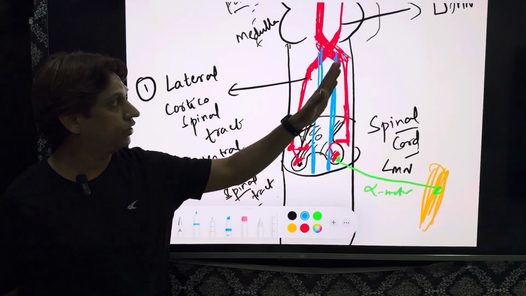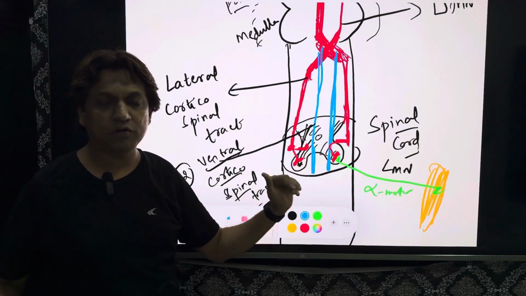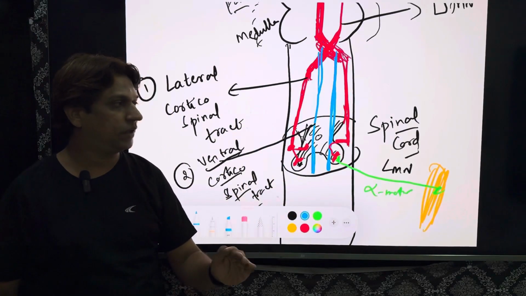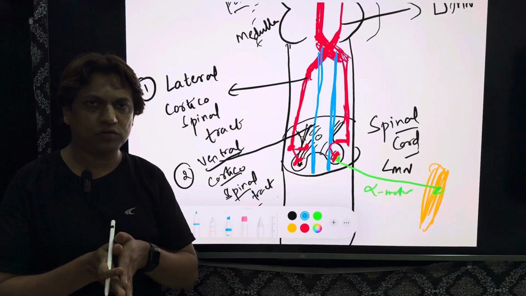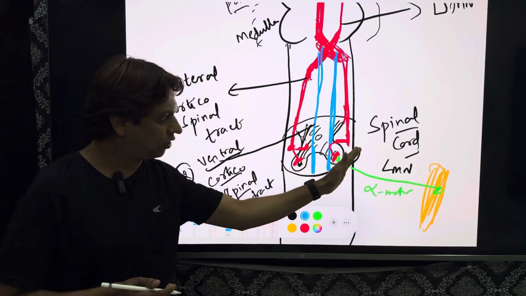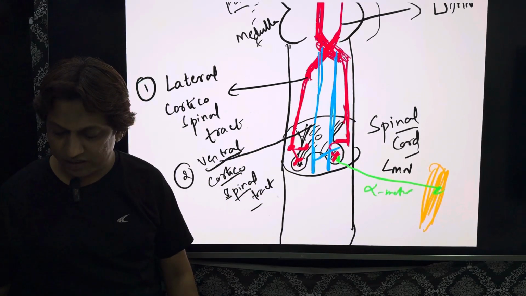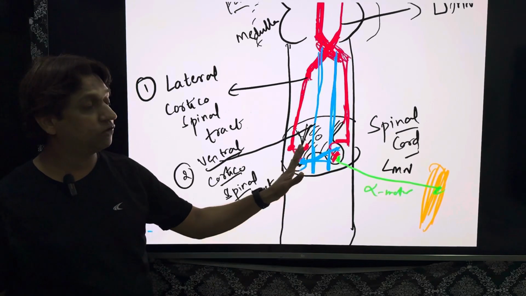Not crossed to the opposite side in the medulla, they have descended. It is right side coming to the right side, left side coming to the left side. But at the level of the spinal cord, even these 10 to 20 fibers which have not crossed to the opposite side will cross now. So these right side fibers will cross to the left side and supply it, and the left side will cross to the right side at the level of the spinal cord.